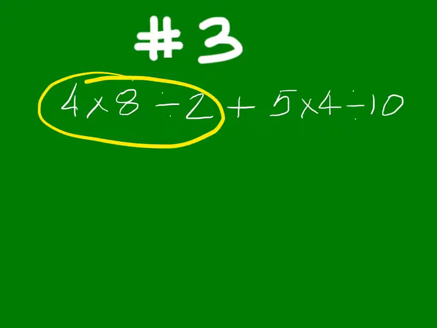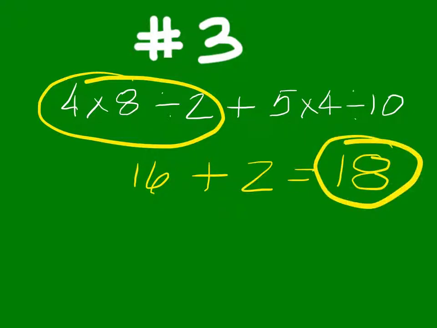Multiplication and division in order from left to right. 4 times 8 is 32, divided by 2 is 16. And 5 times 4 is 20, divided by 10 is 2. Answer is 18.